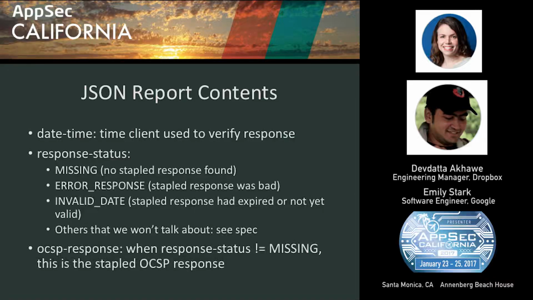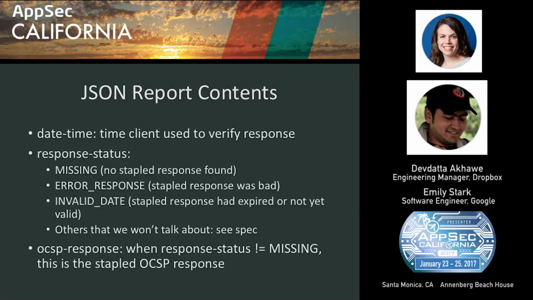The response status is what Chrome thought of the OCSP response. It might be, hey, I expected a stapled OCSP response, but there was none. Or error response, meaning the returned stapled response was wrong, like it was not valid for this connection. Or invalid date, which says that the OCSP response is only valid for a week and the current time was older or from the future, which is another type of error. And there's a bunch of other errors. You can see the spec for more details.